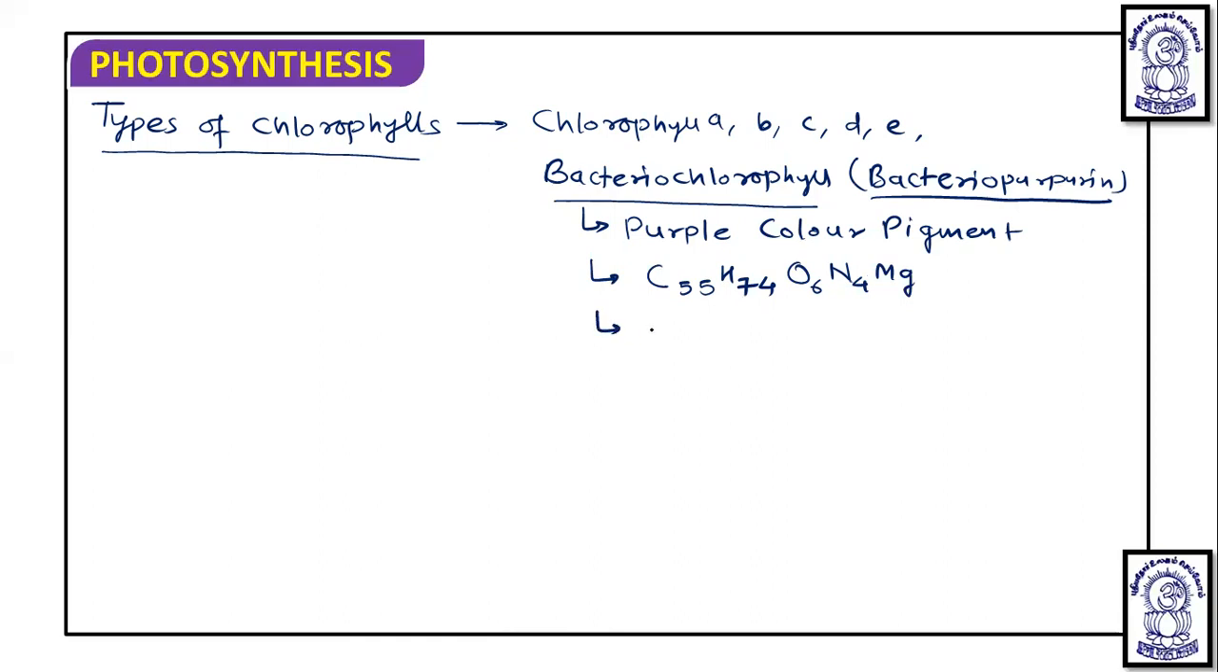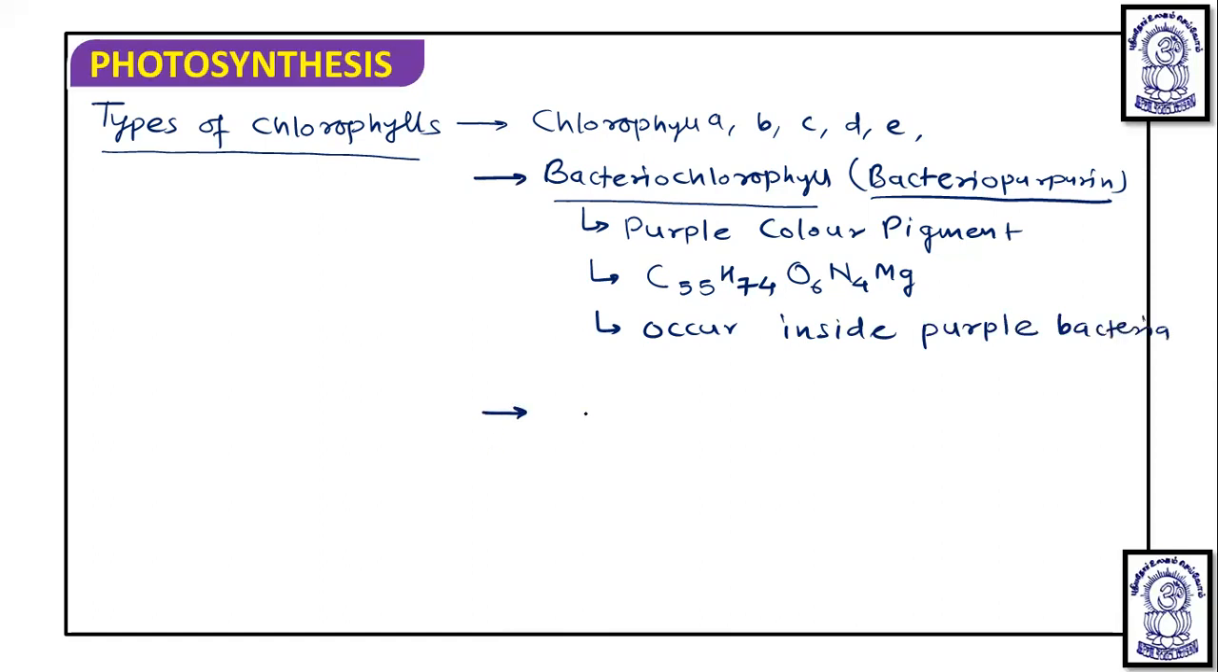This particular chlorophyll or purpurin, as we have discussed in the biological classification, occurs inside purple bacteria. That can be purple sulfur bacteria or purple non-sulfur bacteria.